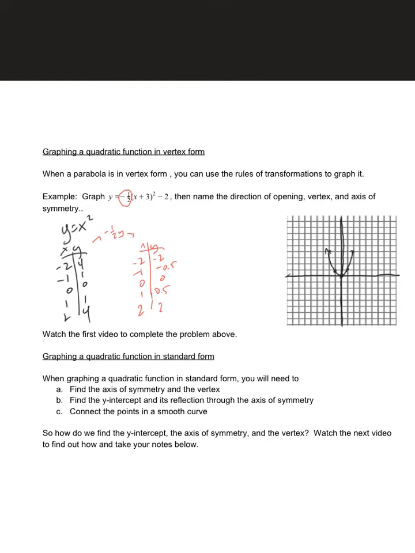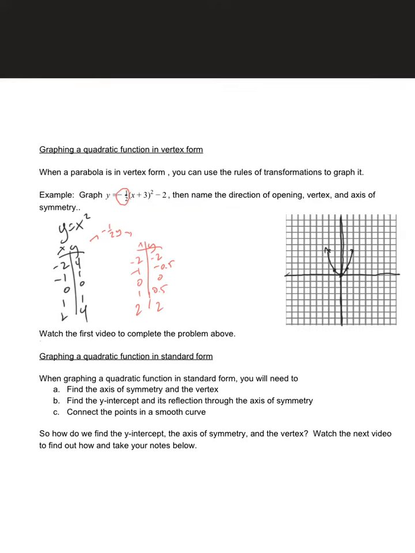I get these numbers. And now I'm going to plot those points. And that would look like that. Not the best drawing, but it works. And now I'm going to do the final step, which is the translation.